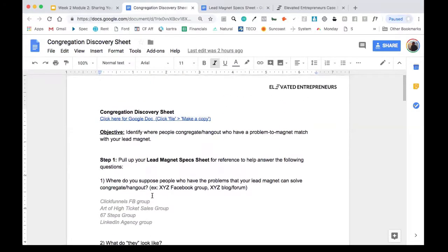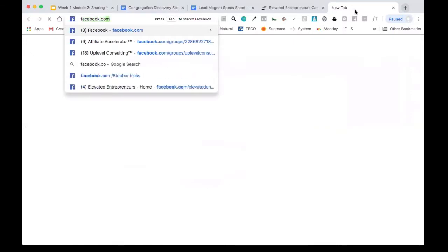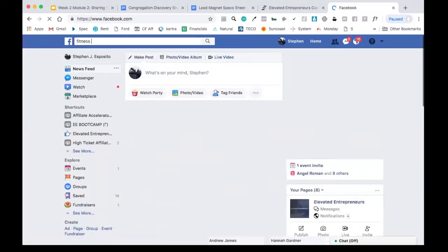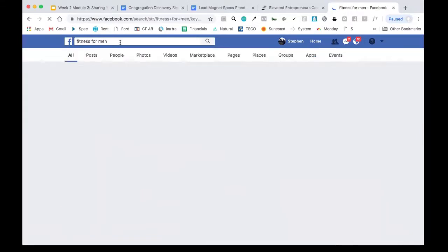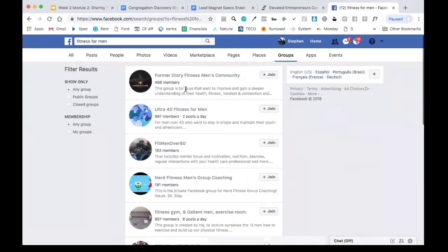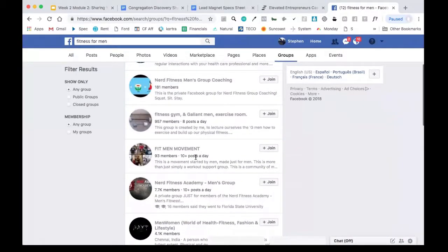So essentially then the next question would be, after you figured out, all right, well, where are these people hanging out, and you're doing your research. And it's as simple as this, right? Just go inside Facebook, and really it is as simple as, if you're in the fitness niche, you type in fitness for men or whatever, and just use the Facebook search engine. It's really, really simple. It'll bring up different groups. You just go to groups, and even the small groups, as long as they're active and they've got posts, like this one's 93. This is a movement started by men, made for men. This is more than just simply a workout support group.